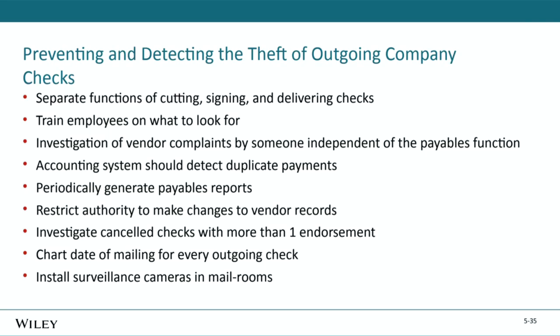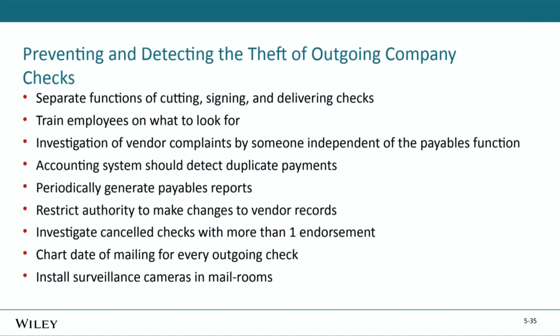Let's see. Investigate canceled checks with more than one endorsement. Again, that's increasingly difficult to do unless you get the checks back. Now you get the image of the front of the check. Very often, if you want to see the image of the back of the check, you have to pay for that. All right. Chart the date of mailing for every outgoing check. Yeah, most places won't do that, but you might want to do that if you feel there is a problem.